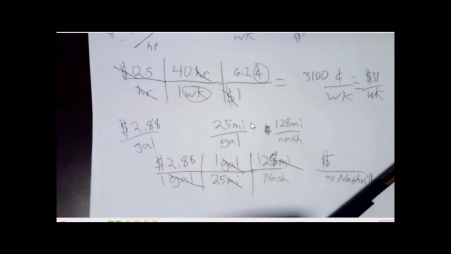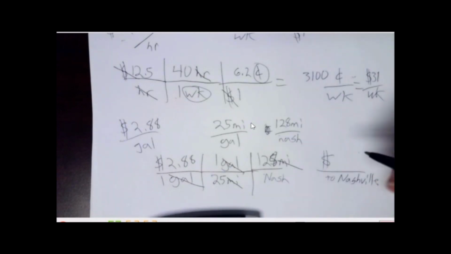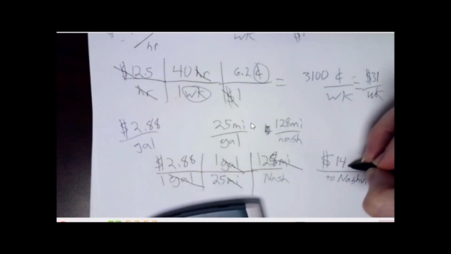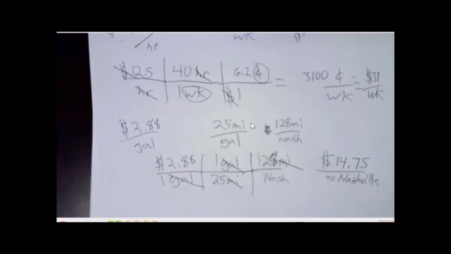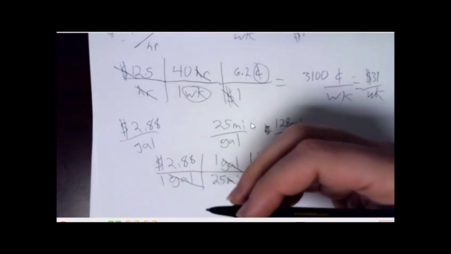So I'd say 288 times 128 divided by 25. So it would cost me something like $14.75 in gas to drive to Nashville. $14.75 in gas.